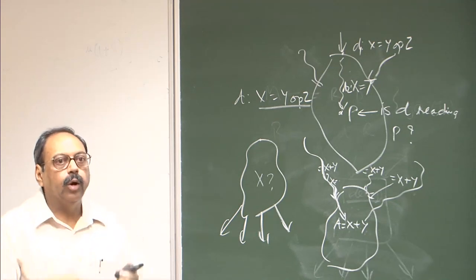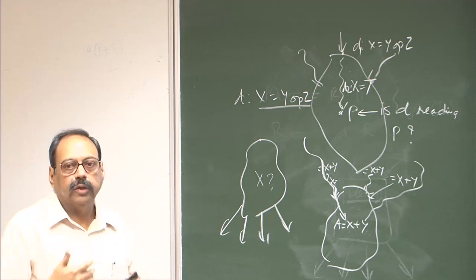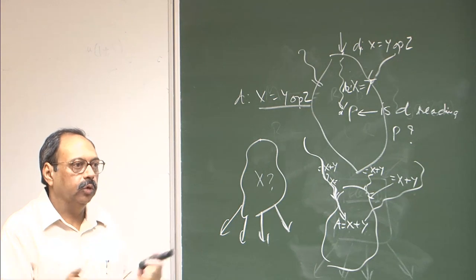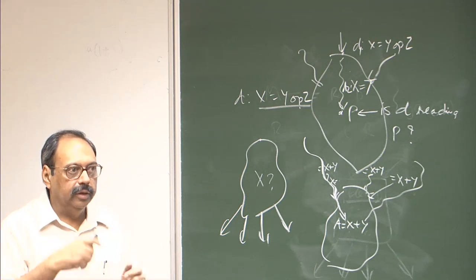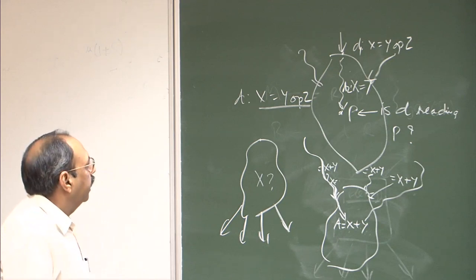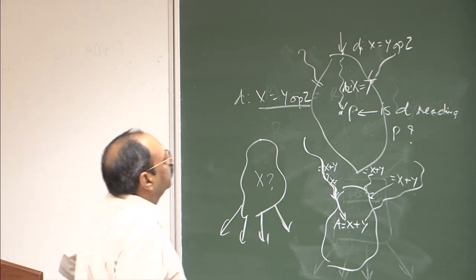So I can do runtime optimization, but what I am trying to do first is compile time optimization, and I am looking for certain properties which will always hold. So is this clear? What are we doing here? Let's look at the kind of things we may do here.